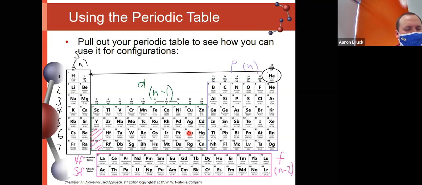We're not going to ask you the configuration of curium or of dysprosium or of praseodymium or any of those because honestly, there are more exceptions than there are hard and fast rules inside of the inner transition metals. Way too complicated. And again, most of these elements I've never seen, touched, or looked at in my life.